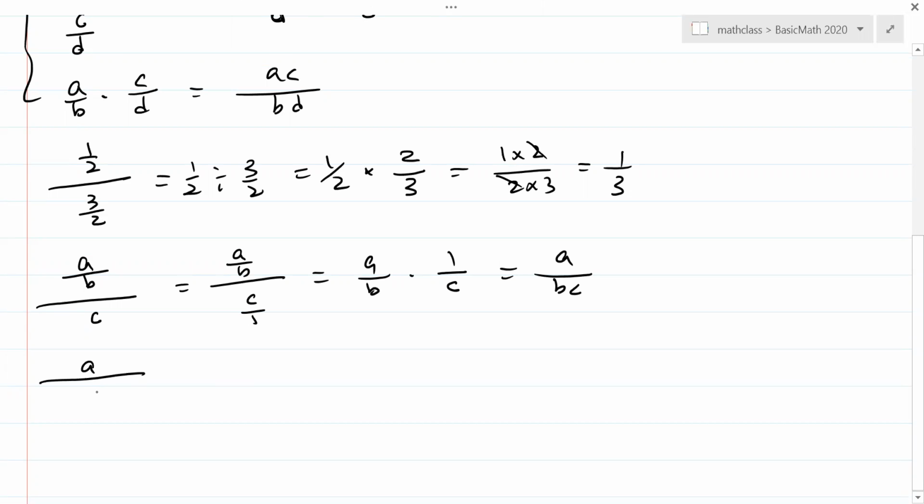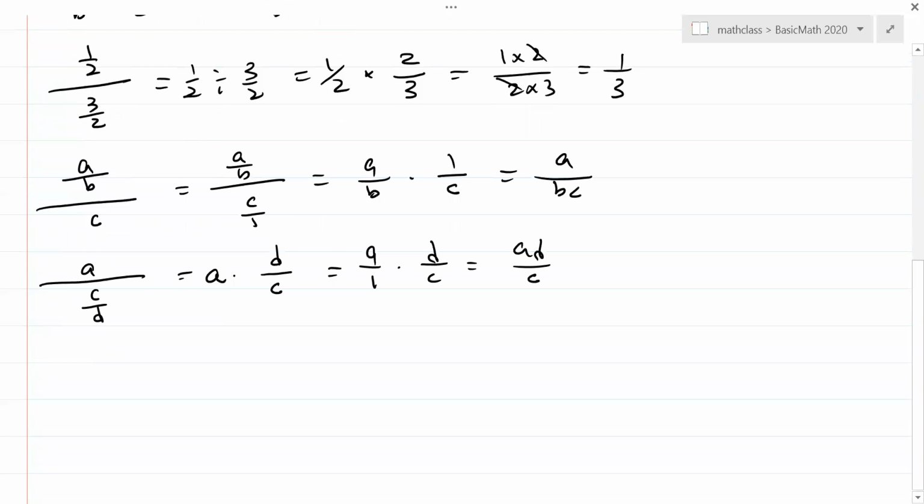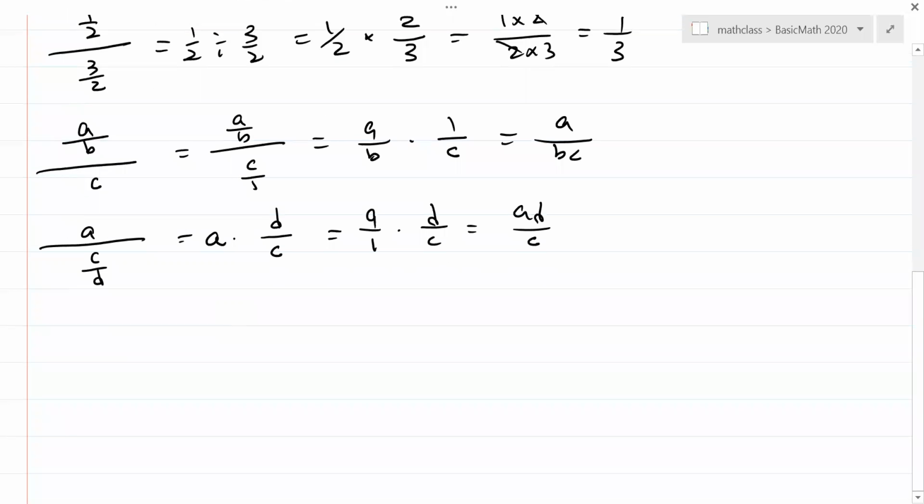So how about another special case? A over the fraction C over D. The denominator here is a fraction, and the numerator is not, just A. In that case, you keep A here and turn D over C upside down, the reciprocal of C over D. A can be viewed as A over 1, and times D over C, you multiply them out and get AD over C.